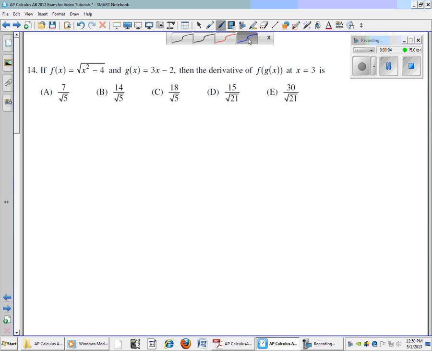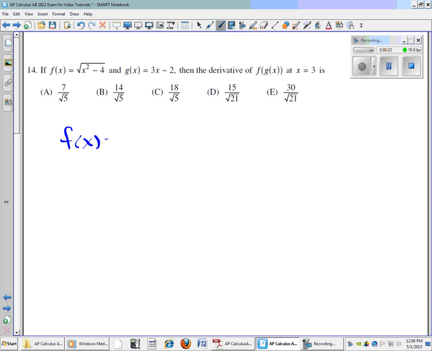Problem number 14 of the 2012 AP Calculus exam. If f of x is equal to the square root of x squared minus 4, and g of x is equal to 3x minus 2, then the derivative of f of g of x at x equals 3 is what value? So let's begin with our function.